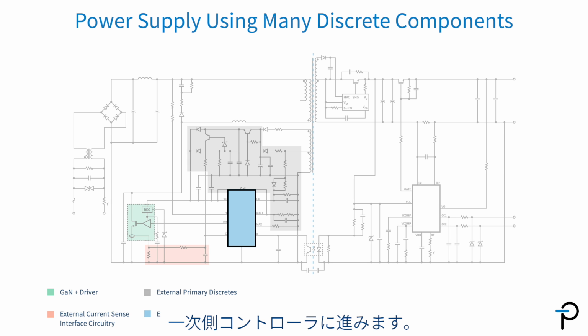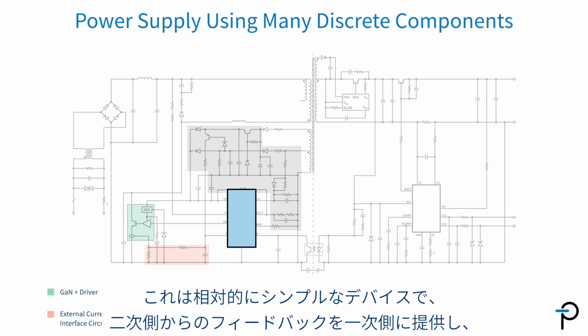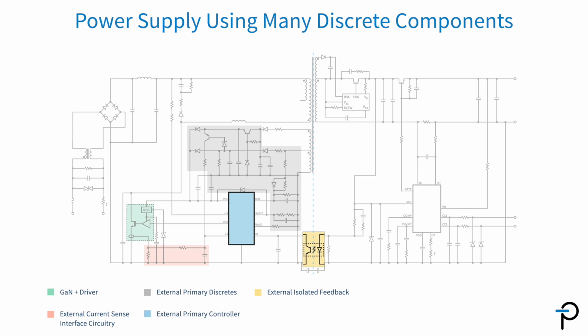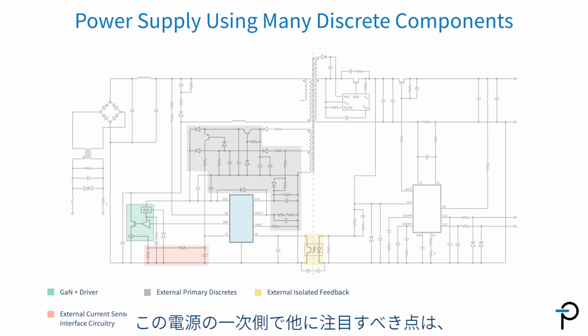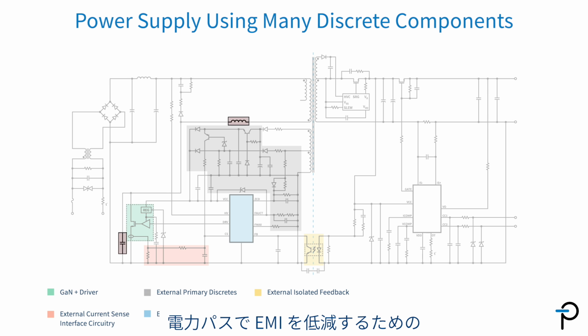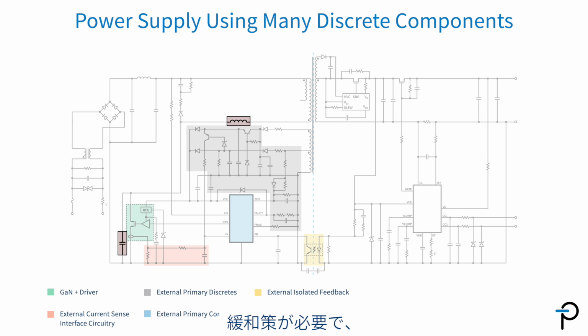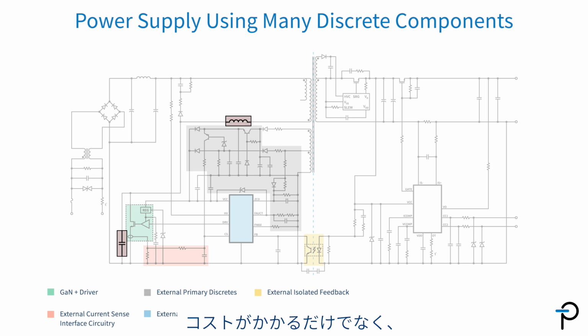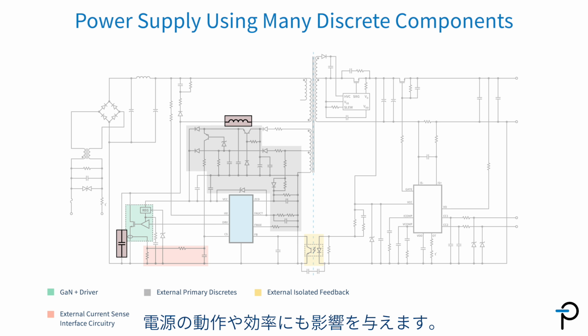That brings us to the primary controller. That's a relatively simple device, and it interfaces into an optocoupler that provides feedback from the secondary to the primary and permits regulation. The other thing that's worth noticing on the primary side of this power supply is that there's some mitigation required in the power path to reduce the EMI, and that is an unfortunate additional component. Not only does it have cost, but it also has consequences to the operation and the efficiency of the power supply.